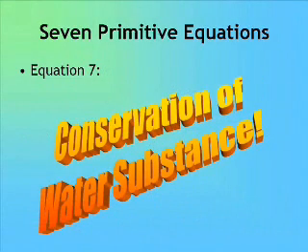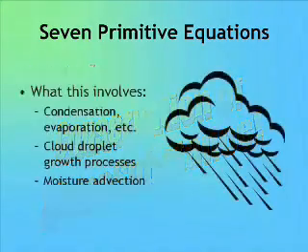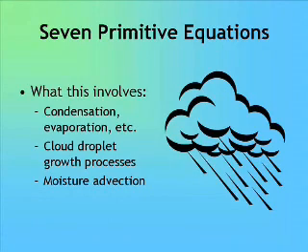The final of the 7 primitive equations is conservation of water substance. And that's just a complex way of saying that we're talking about condensation and evaporation. We're talking about cloud droplet growth, things like the Bergeron process and collision and coalescence. We're talking about moisture advection. Any process that changes the amount of moisture in the air fits under this basic idea. The basic idea here is that you can't have condensation from air that has no humidity, things like that. Again, we learned all those kinds of ideas in the second unit of the course.